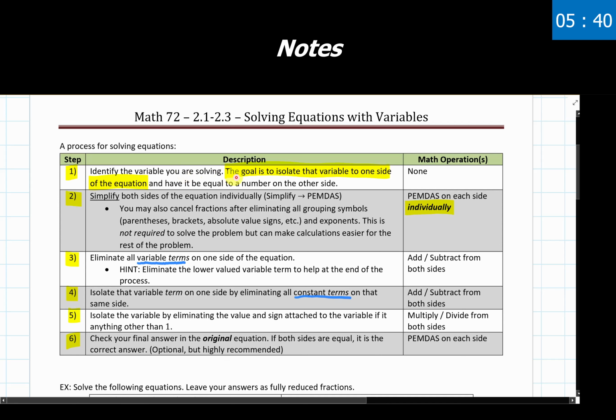Our goal with it, as we just said, is to isolate that variable to one side of the equation. We like to have it equal a number on the other side if we possibly can. Sometimes that happens, sometimes it doesn't, but it's a nice thing if it's able to show up there. But more than anything else, identify the variable and get that thing all by itself on one side of the equation. That's our overarching goal with this entire process here.